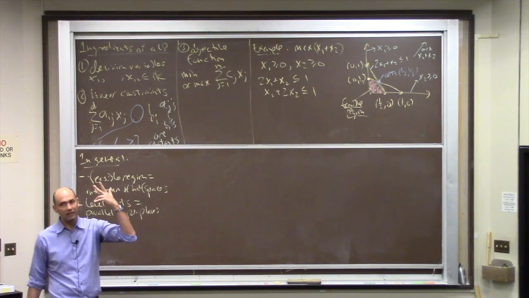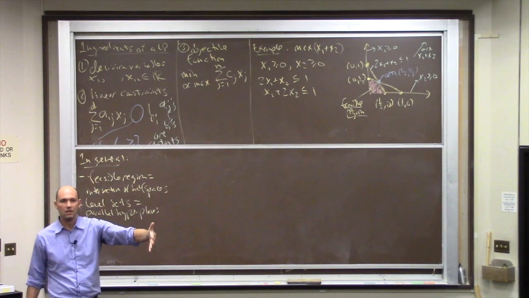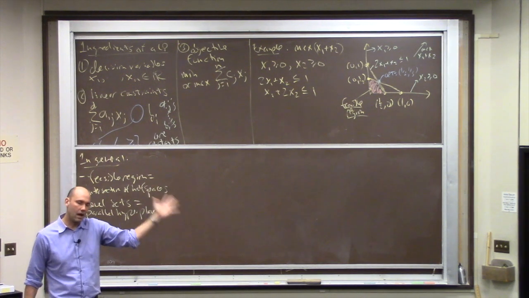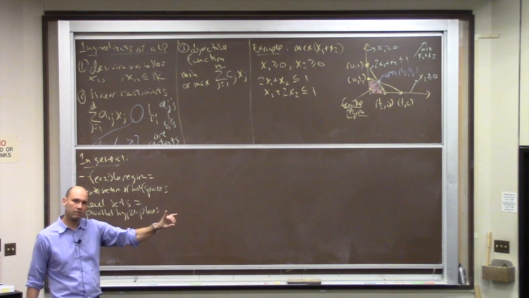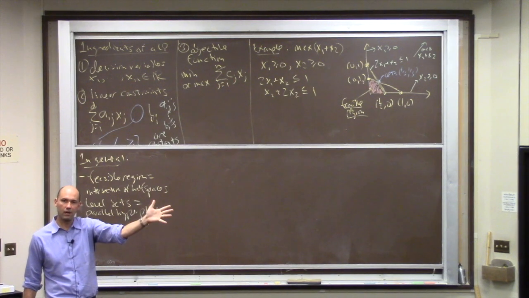So again, in your mind at least, this isn't how you'd code it up, but in your mind you can think about this sweep algorithm where you just start down at minus infinity and sweep this hyperplane perpendicular to the vector C and look at the last point that it touches the feasible region. That's going to be the optimal solution to the linear program. Okay?